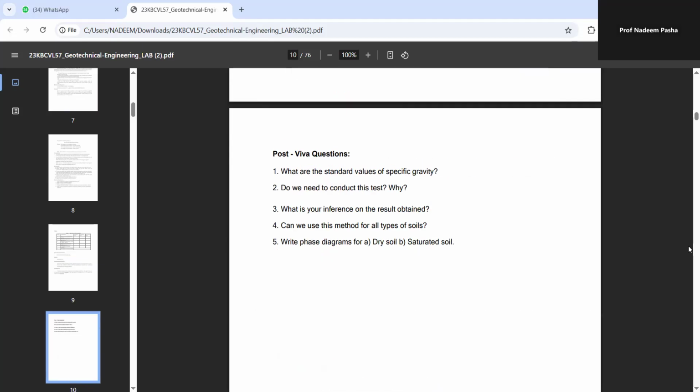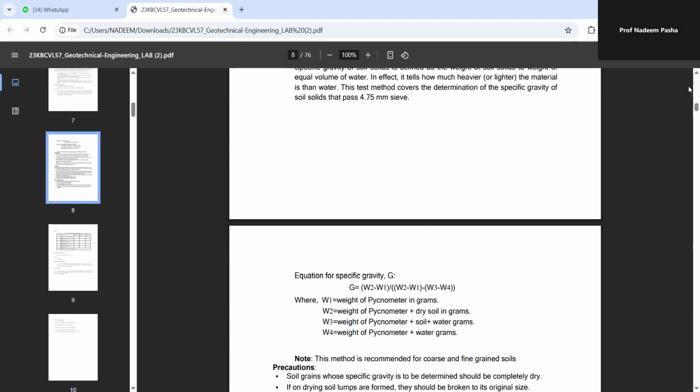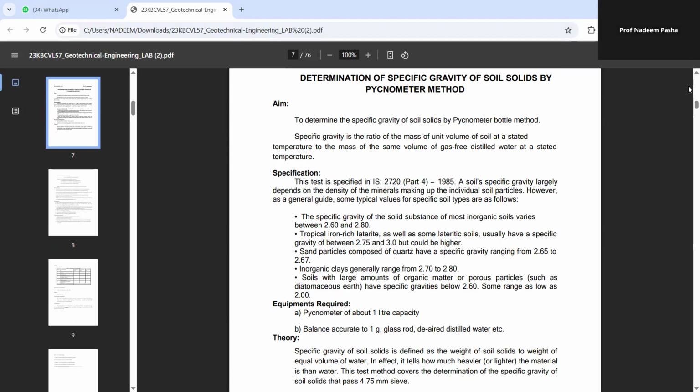So, what are the post viva questions? Number one, what are the standard values of specific gravity? When we say standard values of specific gravity, normally it ranges from 2.6 to 2.75. But you have to remember what is given in the specification. What was given in the specification?